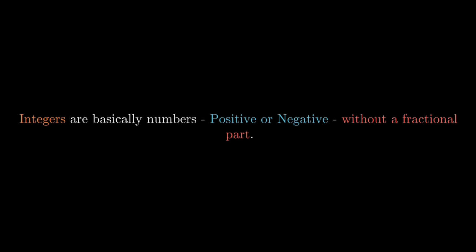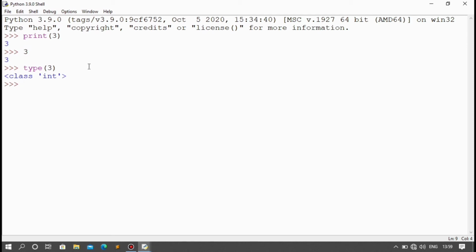They can be positive or negative, and they can be as large as possible. The only constraint you have when you create an integer is the memory of your system. If your system has enough memory, your integers can be as large as possible. Numbers like 10, 20, 1 million, and so on are considered integers so far as they do not have a fractional part. So something like 10.3 is not an integer because of the fractional part.